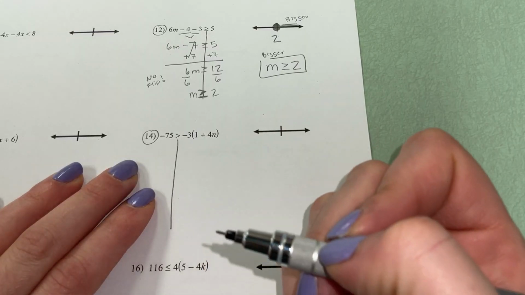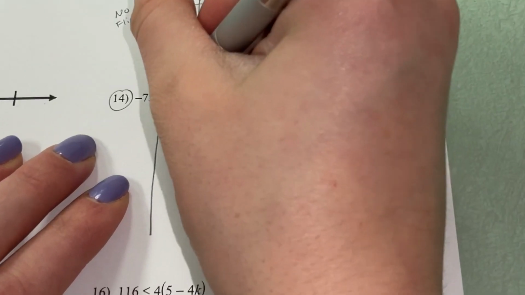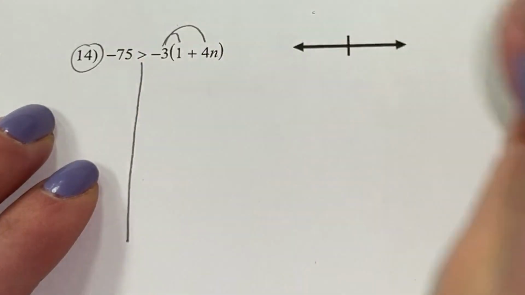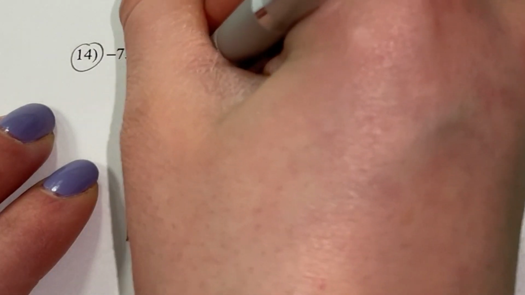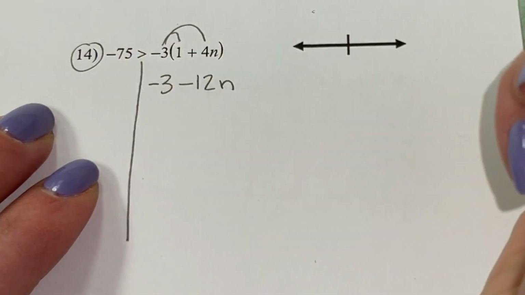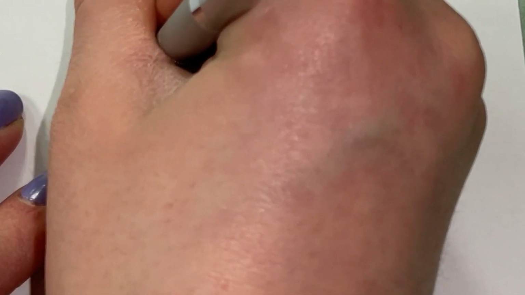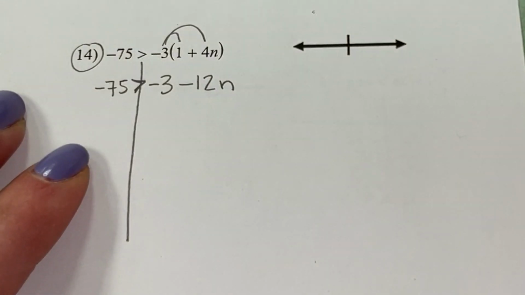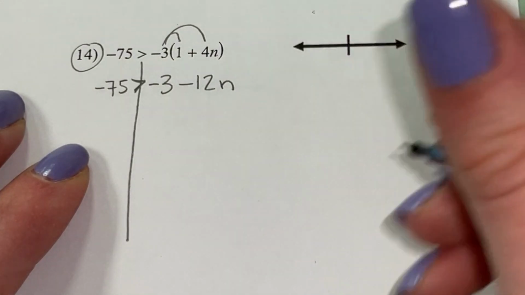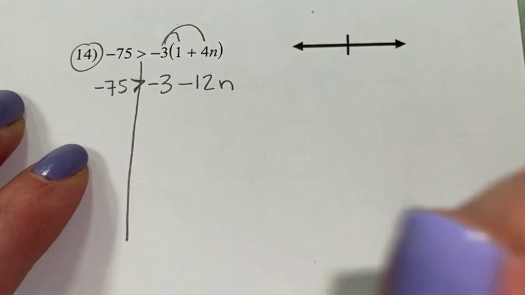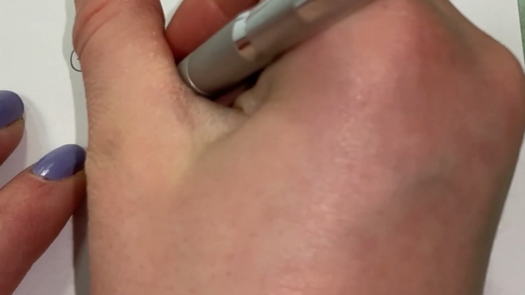Let's look at number 14 here. So I have parentheses, so I need to distribute that -3. -3 times 1 is a -3. -3 times a positive 4n is a -12n. Nothing else was messed with, so we drop everything else down, keeping that inequality on the equal bar. I have no like terms. My variable is only on the one side here, so now I have to move the constant, which is -3. So I got to add that 3 on both sides.